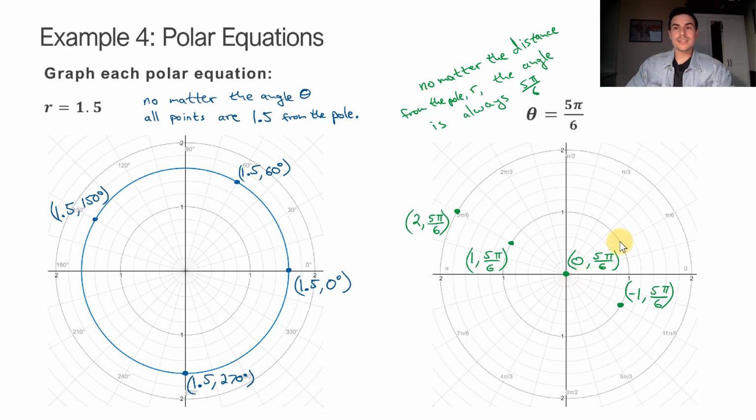So what this actually looks like is a straight line cutting through the pole, going out infinitely in either direction, because the r values can just keep getting larger and larger, and more negative, more negative. That's going to look like a straight line for us.